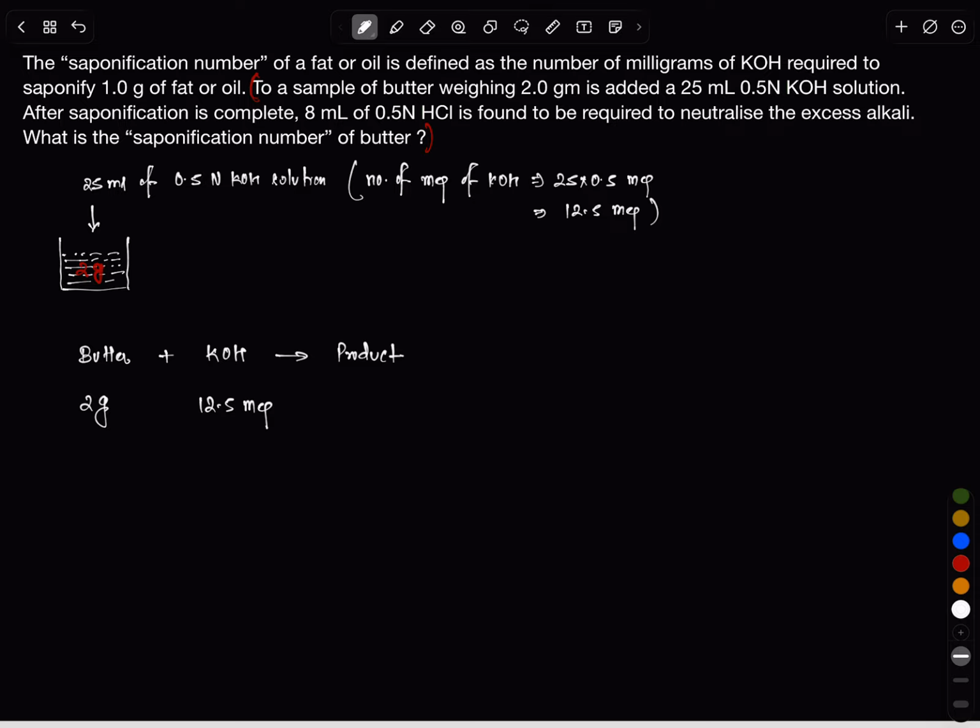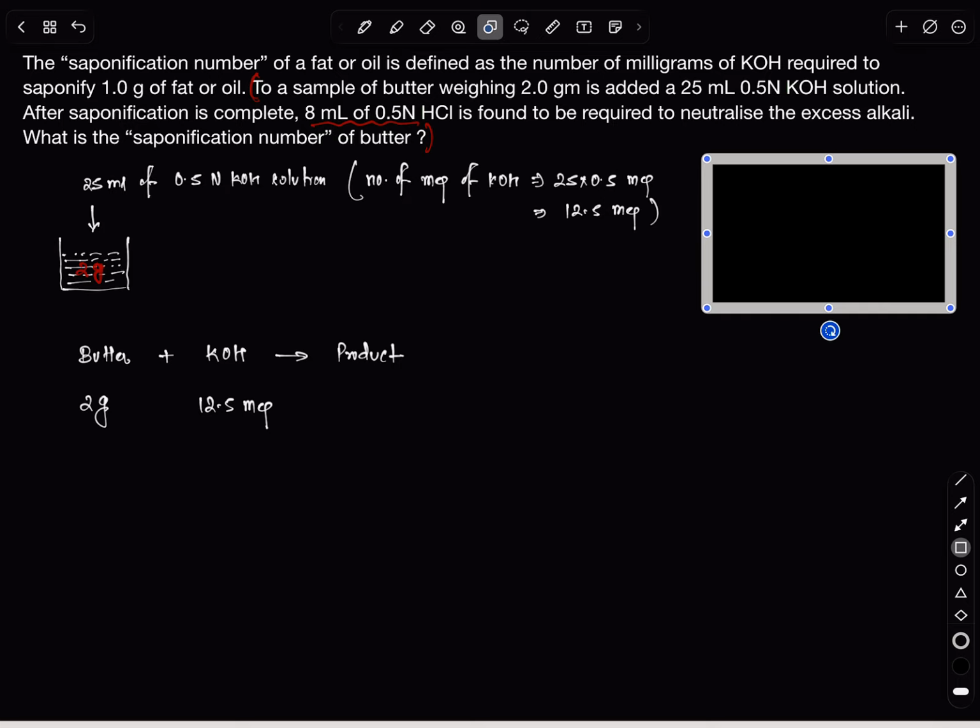That's why we need HCl, right? So how much HCl is required? We need 8 ml of 0.5 N HCl. So let's use this data to calculate the number of milliequivalents of HCl. That is again volume in ml into normality, which is 8 into 0.5. That is nothing but 4 milliequivalents, right?